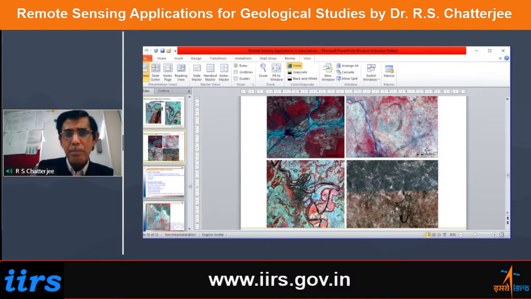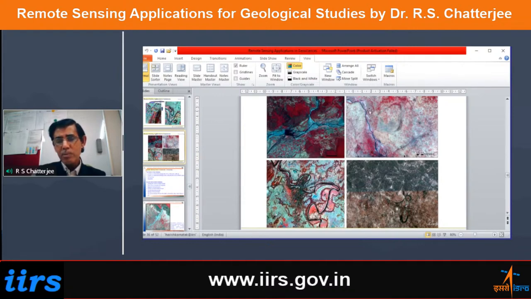Now you see some samples. Here you see this is the rock area. A number of river terraces can be nicely interpreted here. You can see this is another example. You can see the meander scroll, meander scar, very prominently you can identify. Here is this abandoned channel.